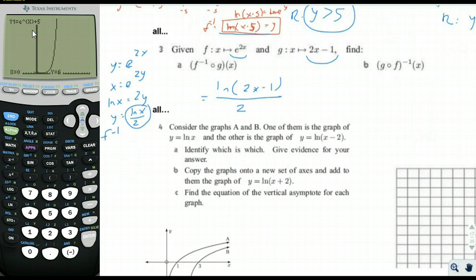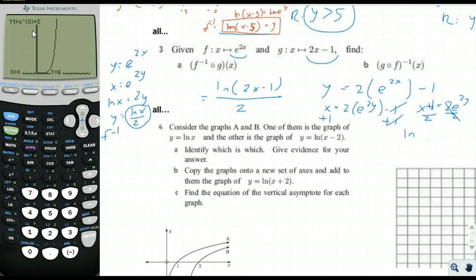So first we're going to do f, which is e to the 2x, and then we're going to put that inside g, which would be 2x minus 1. And then we're going to take the inverse function of that. So what does the inverse function of that look like? Well, we're going to replace y with x and x with y. And then we're going to solve for y. So we add 1 to both sides. We get x plus 1 equals 2e to the 2y. Divide both sides by 2. Now we have e to the 2y.